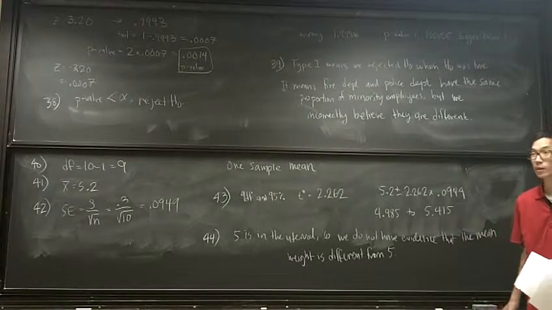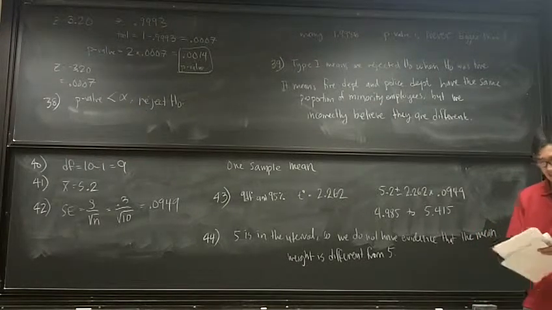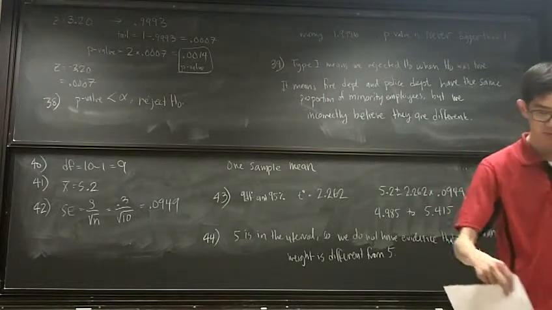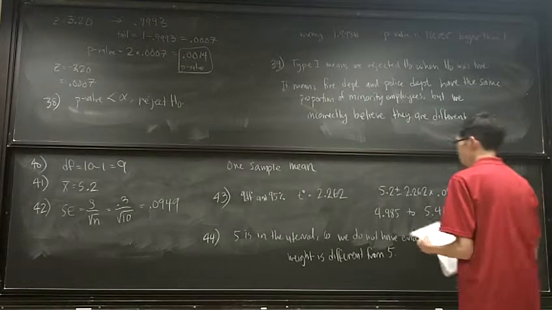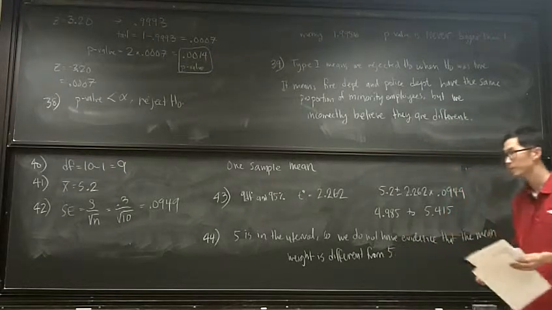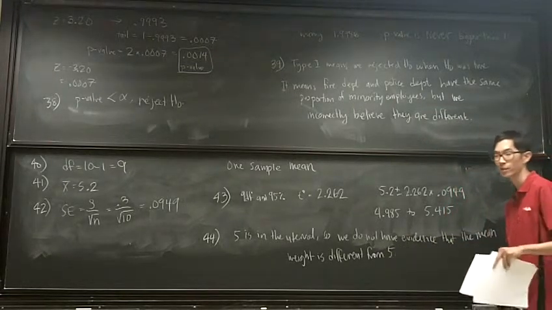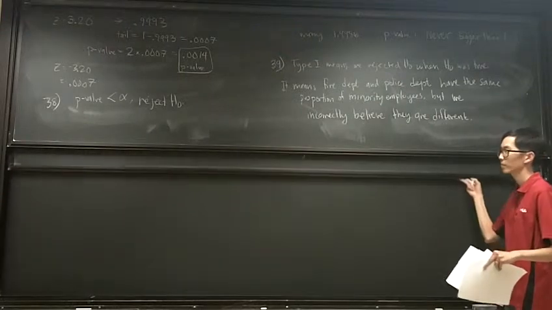So that's x bar plus or minus the critical value times the standard error. All confidence intervals.